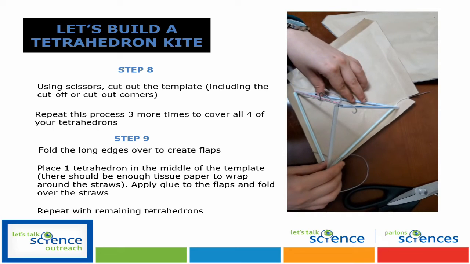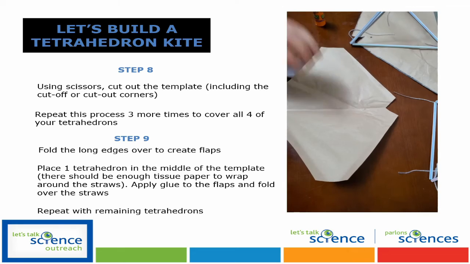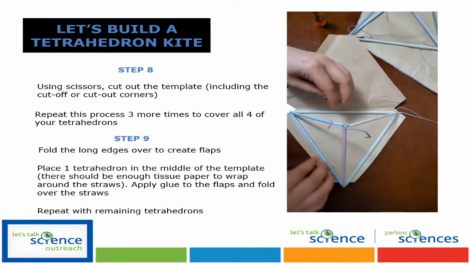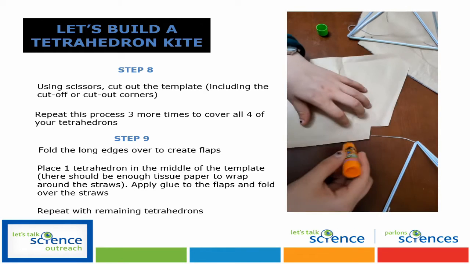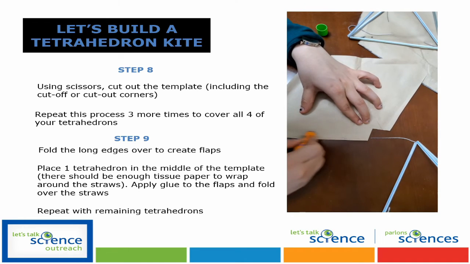Next, place 1 tetrahedron in the middle of the template. There should be enough tissue paper for your flaps to wrap around the straws. Once you're sure about the placement of your tetrahedron, apply glue to your flaps.